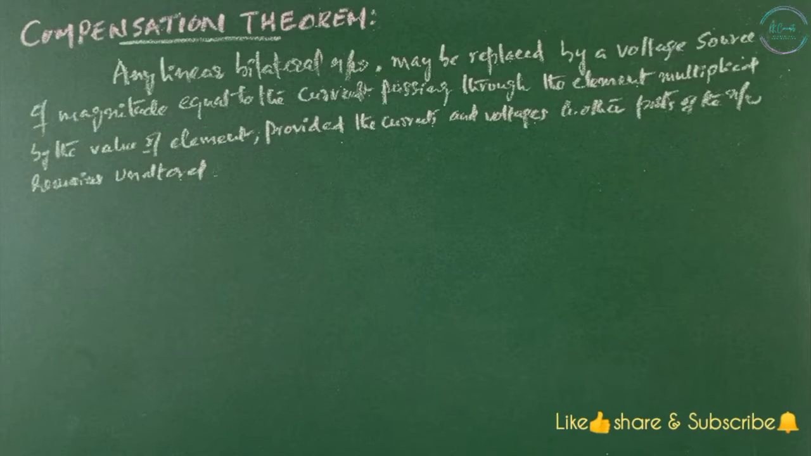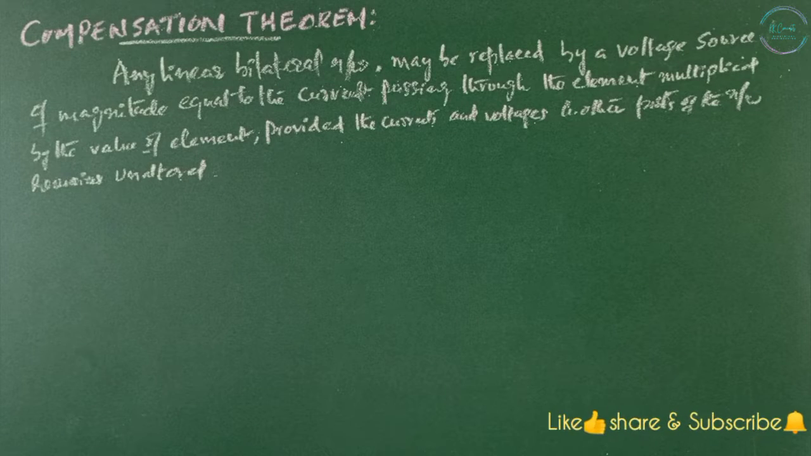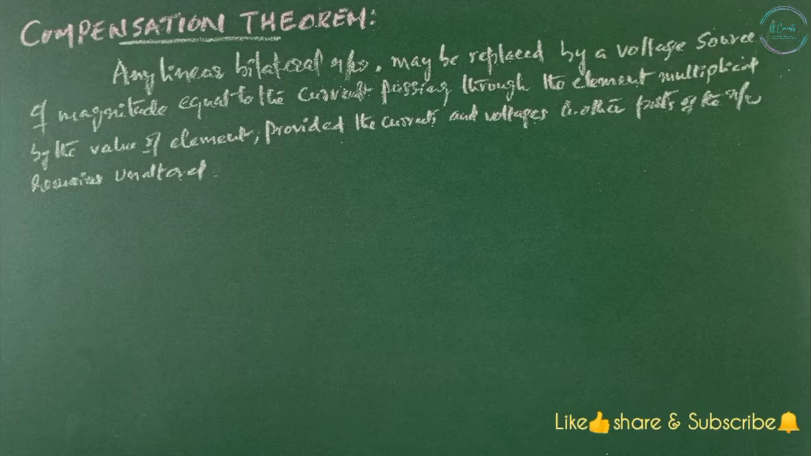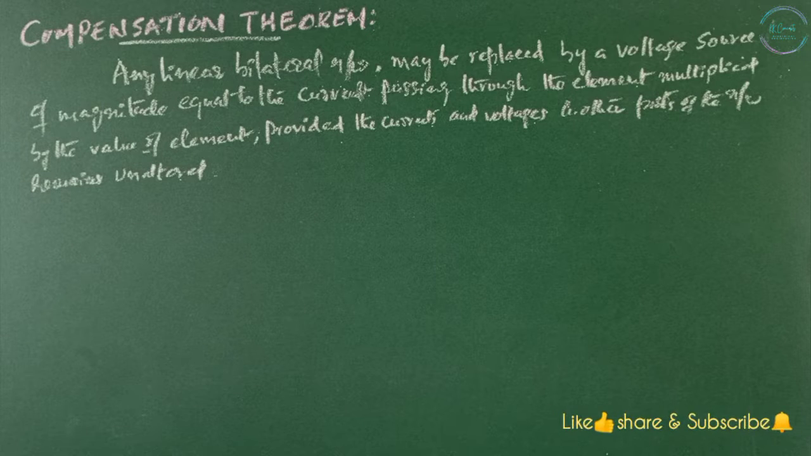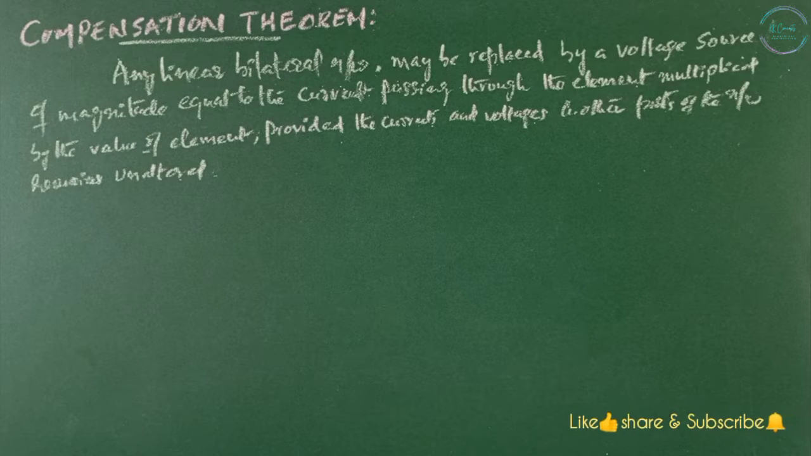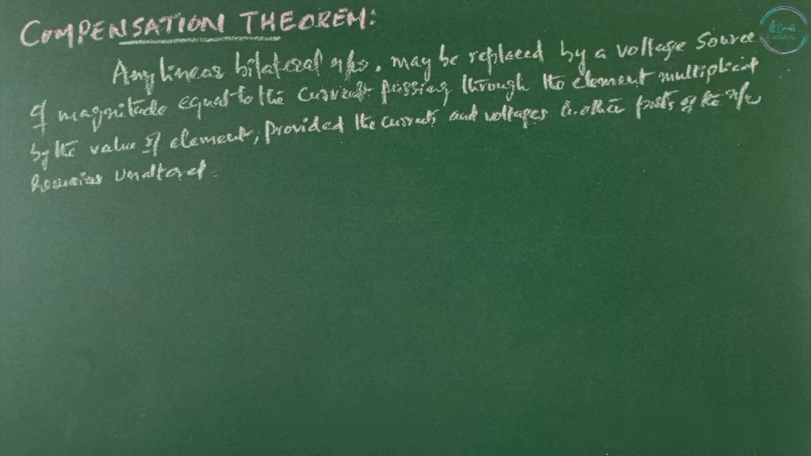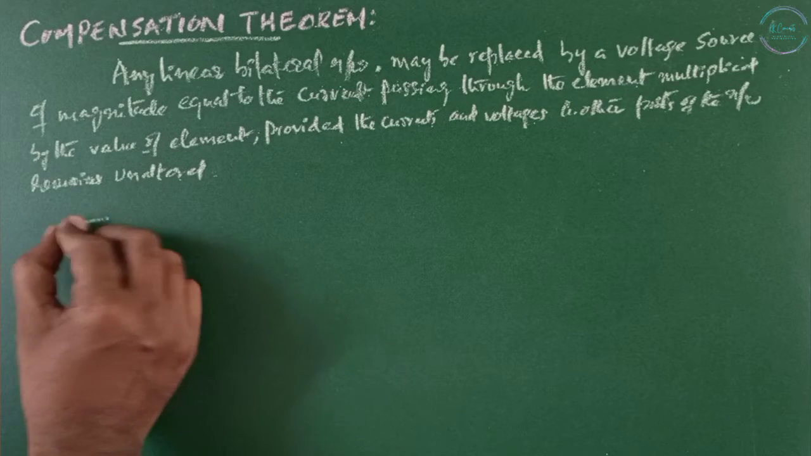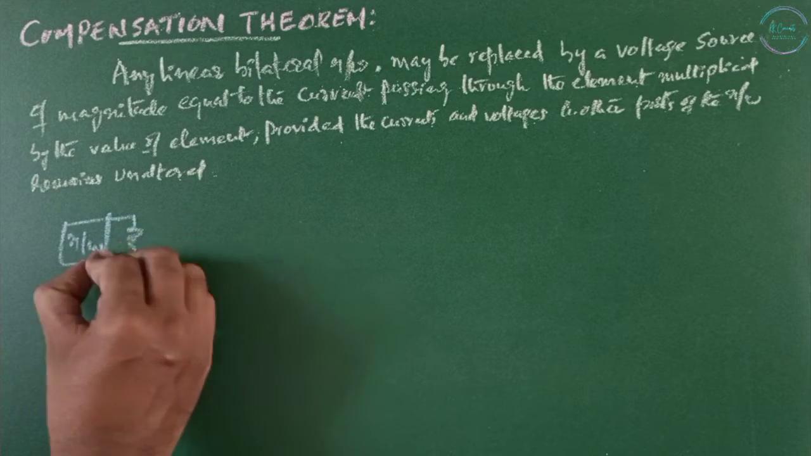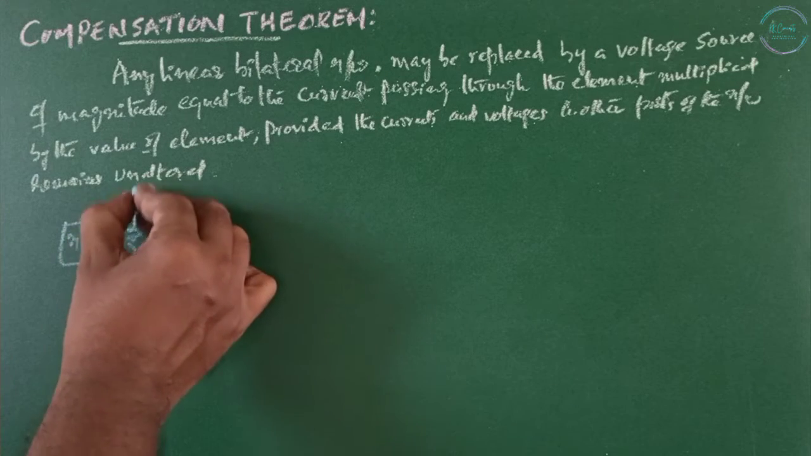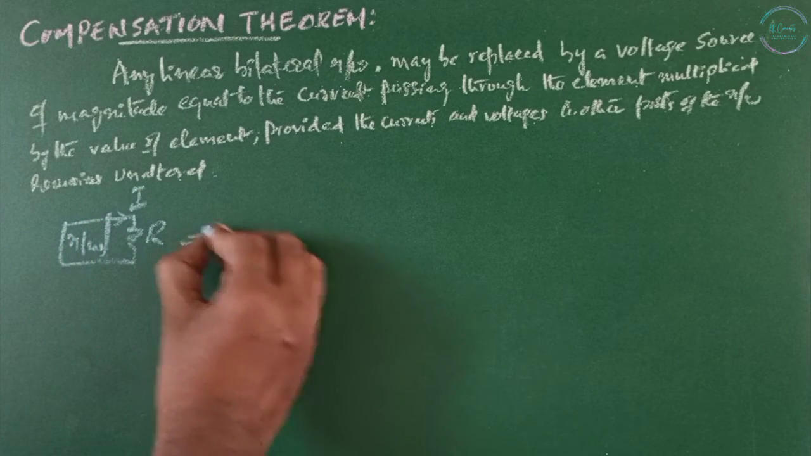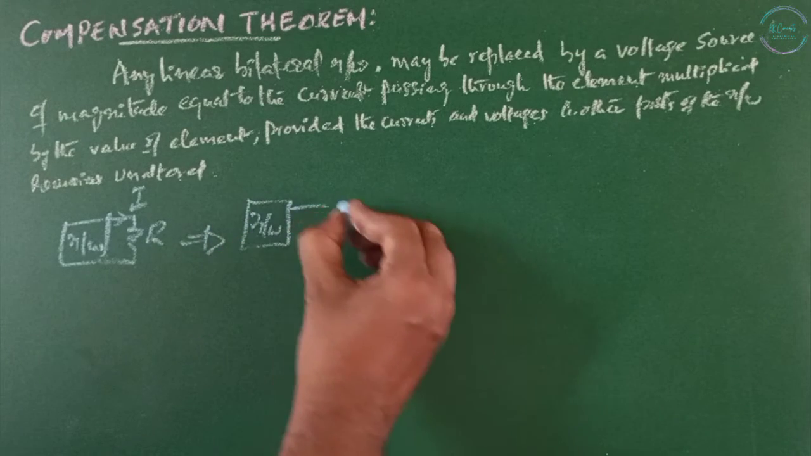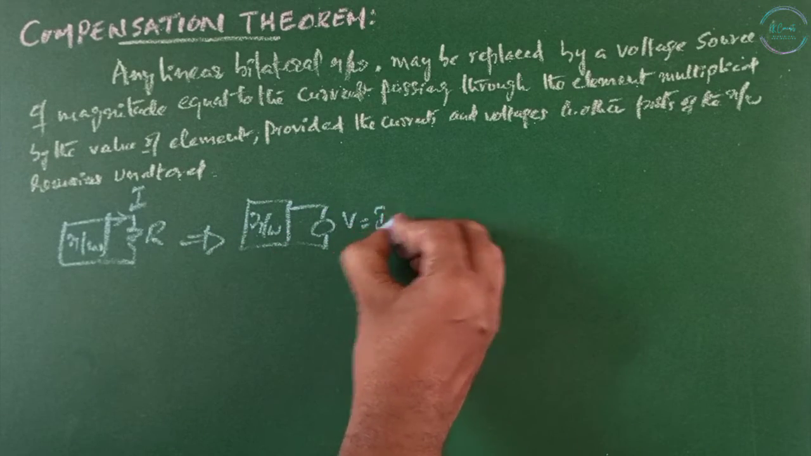Compensation theorem. The compensation theorem states that any element in a linear bilateral network may be replaced by a voltage source of magnitude equal to the current passing through the element multiplied by the value of the element, provided the currents and voltages in other parts of the network remain unaltered. So if we have a network having resistance R and the current flowing through it is I, then this can be replaced by a network with V equals IR.